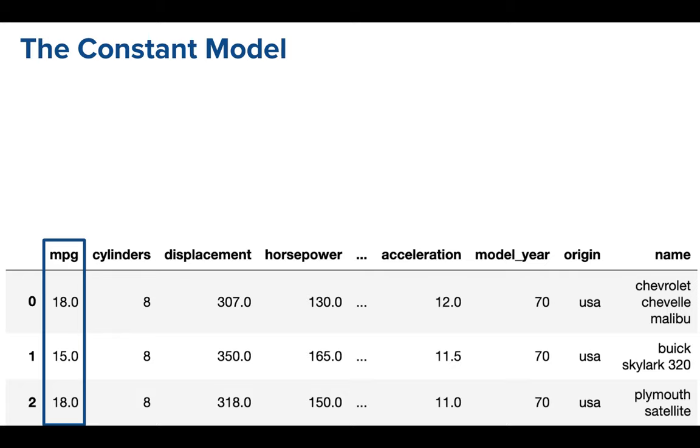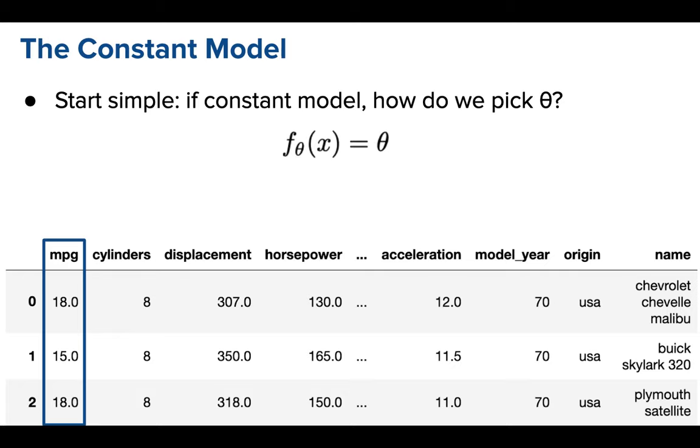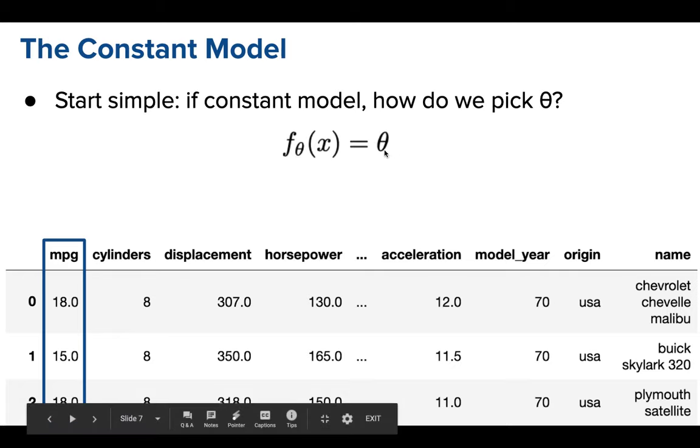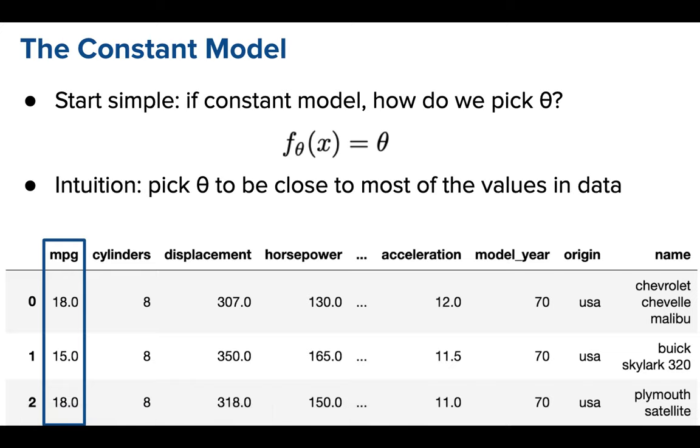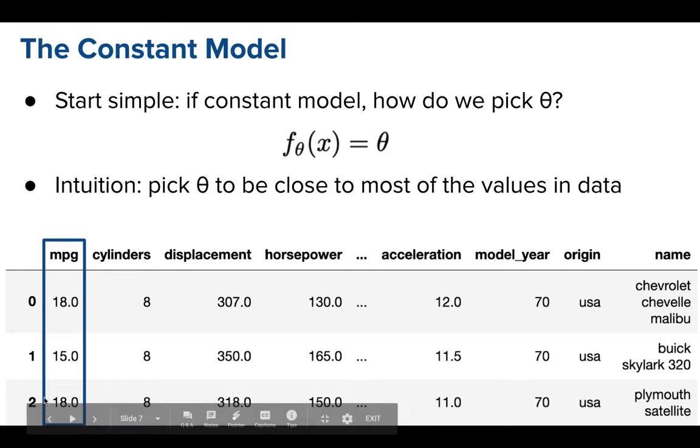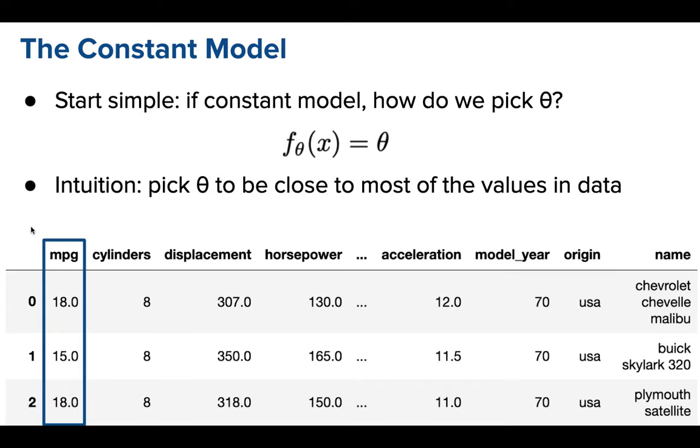So let's talk about the constant model. The idea here is that if the model can only predict one number, then we should pick the number that's closest to most of the values in the data. I have here some miles per gallon for cars, and for the constant model, you might imagine that I will pick the theta value that's close to most of the values in this data set. If all the MPGs are very close to 16, then it'll probably be a good idea to set theta in the constant model equal to 16.